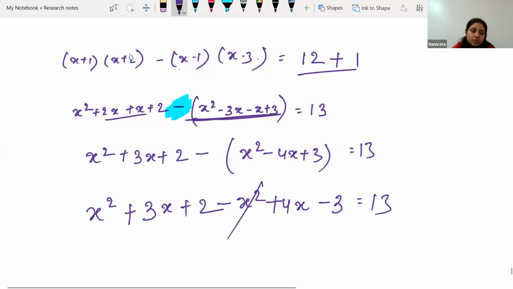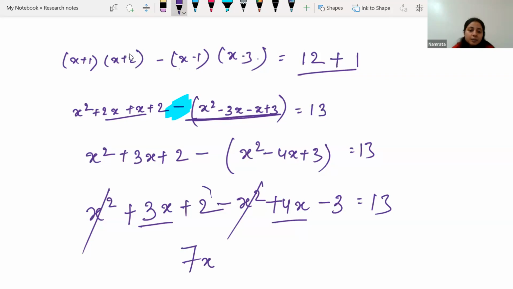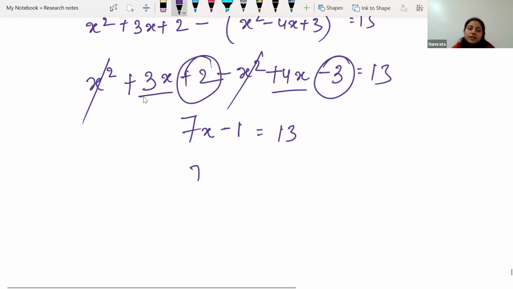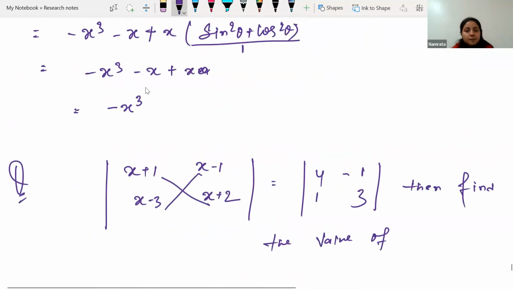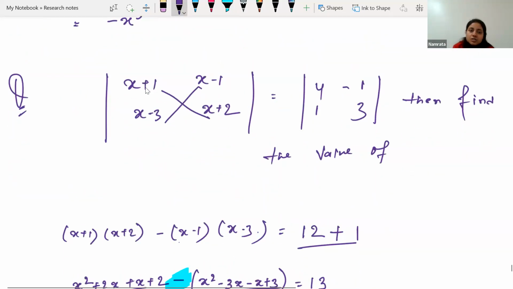Now x square cancelled out. Here 3x, here 4x, that is 7x. Here plus 2, here minus 3, that is negative 1, is equal to 13, and easily we are able to find the value of x. That is 14, so x is equal to 2. We wanted to find the value of x for the given condition, and we have found it. We will not compare the elements when we are solving determinants.